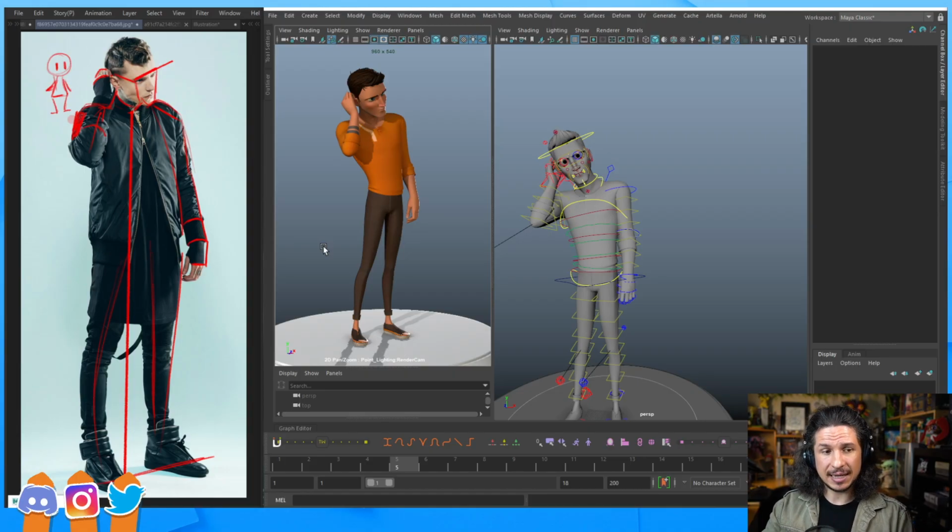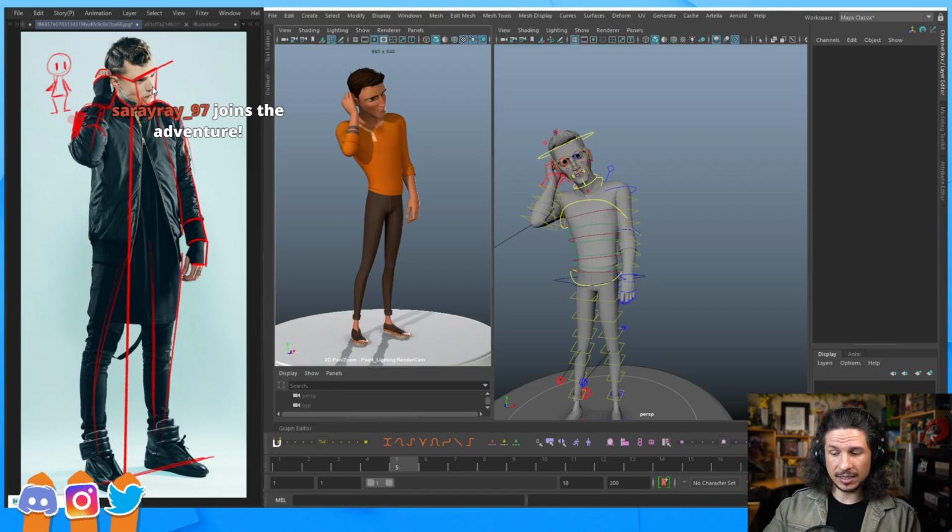Take that extra little bit of planning to analyze the reference that you have, figure out what's happening and how you can enhance it, make it better. Push the line of action, push the symmetry, push the silhouette, push the negative space, push all of it. That's going to make your poses better.